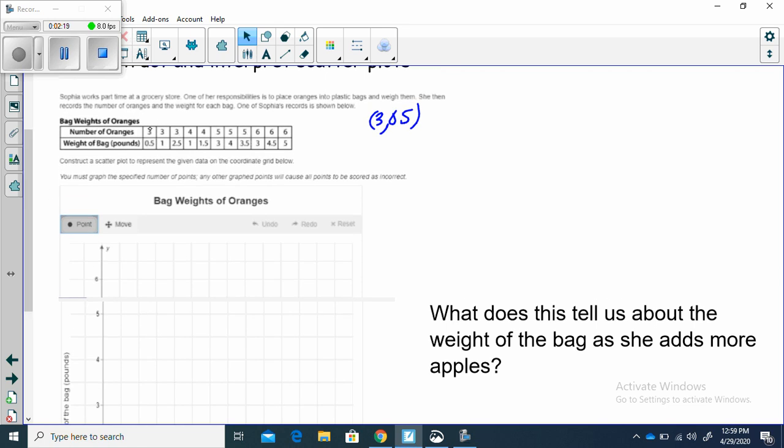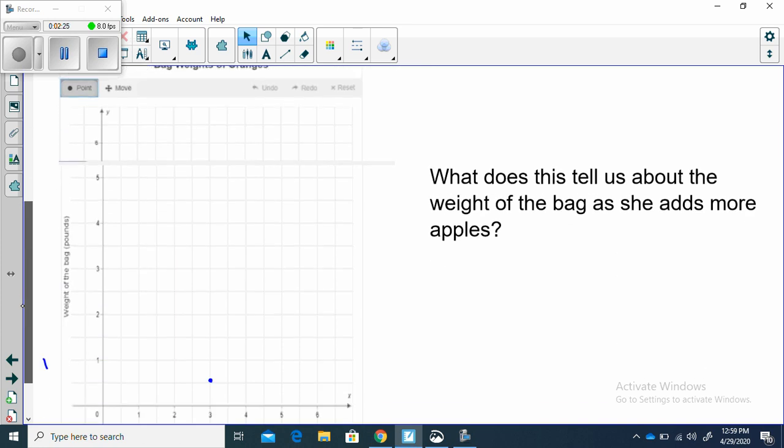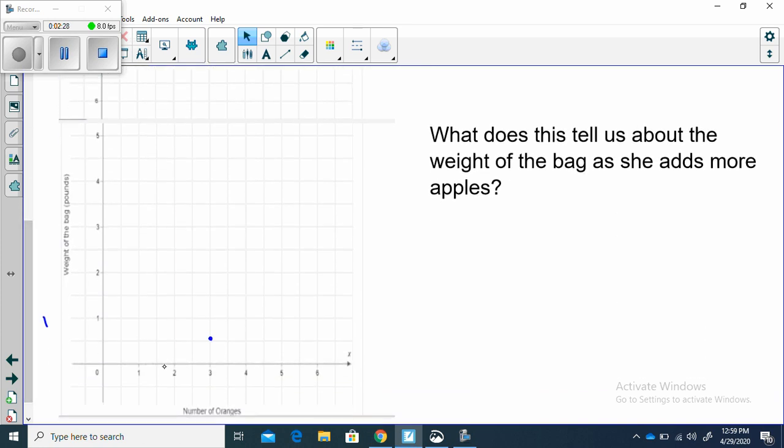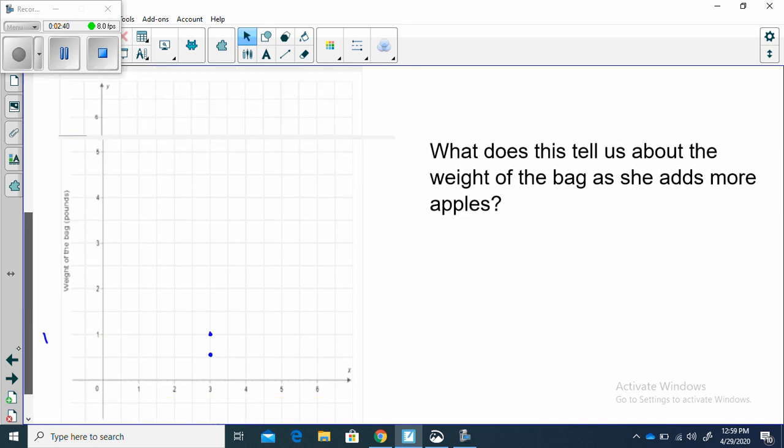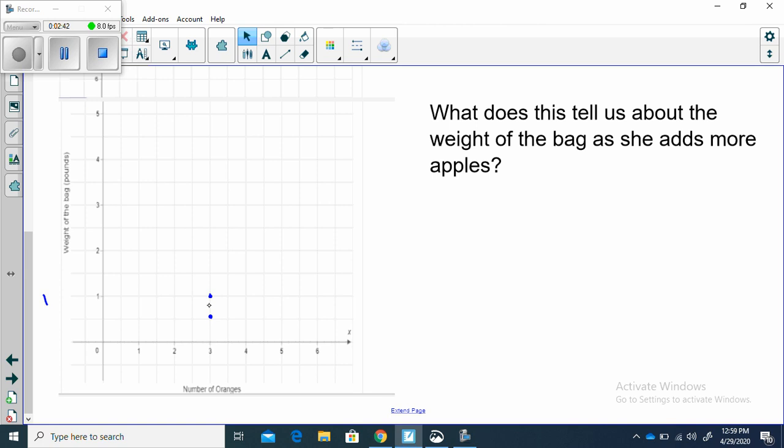Let's go to the next point. So we got that one. Let's go to the next one. At 3 oranges, when she put in 3 oranges, she got 1 pound on this one. So you got some bigger oranges, right? 3 oranges, 1 pound. That point goes there. Now, at 3 oranges, we got some really big oranges now. She has 2.5 pounds is what it weighs. So at 3 oranges, this one was 2.5 pounds. There are 3 points so far.